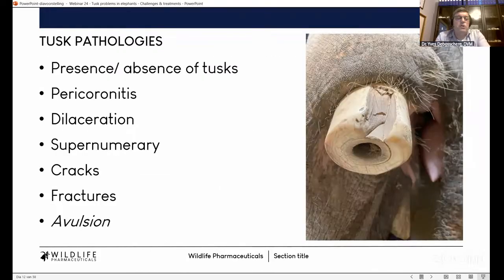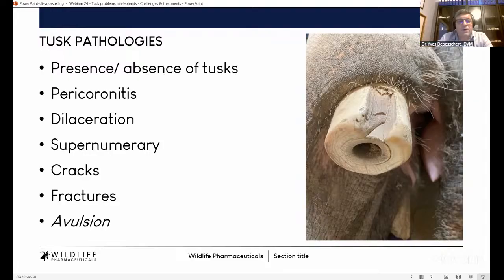If we look at the pathologies that we can encounter and that we discuss today, there will be the presence or absence of tusk. Yeah, presence is not a pathology, but rather absence is a pathology. Pericoronitis, which we see very often, delaceration, and supernumerary tusk can occur, but that is very seldom. We will see cracks and fractures, and we will focus most on the cracks and the fractures and what we can do with that.